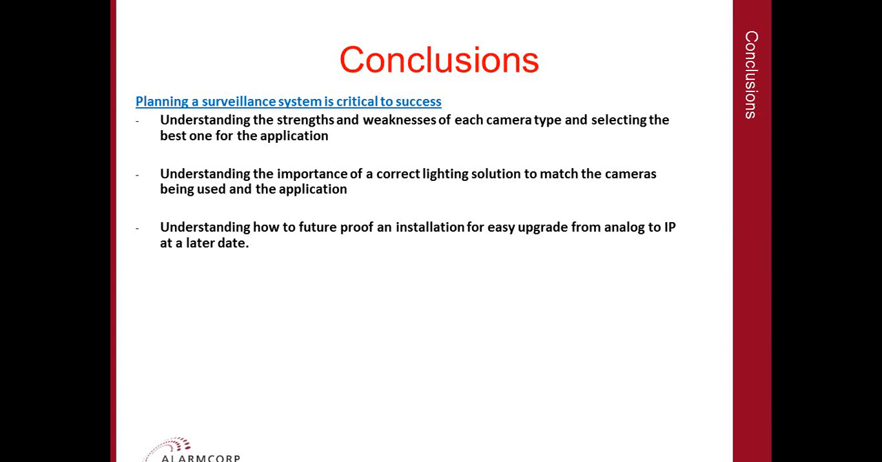And just to recap there, we know that if we want to have color accurate images, we need to use visible light. If we are not concerned about color accuracy, we can use infrared light at night and put up with black and white images in low light conditions. And also understanding that we can, to some extent, future-proof an installation to easily upgrade from analog to IP at a later date.